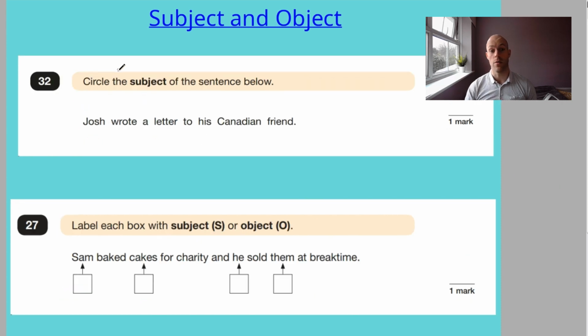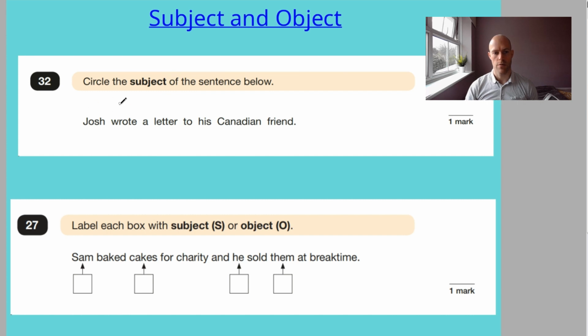Okay, so circle the subject of the sentence below. I said sometimes you're going to be asked for specifically what's the subject, what's the object. Sometimes they're going to get you to rewrite it in a different voice. So it might be better to look for the verb first. So circle the subject of the sentence below.